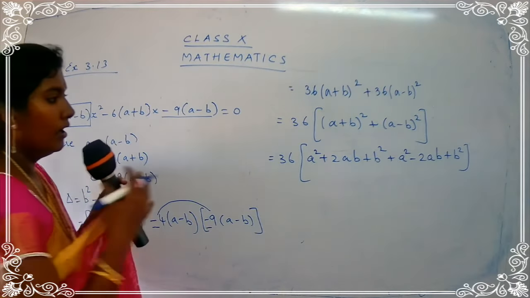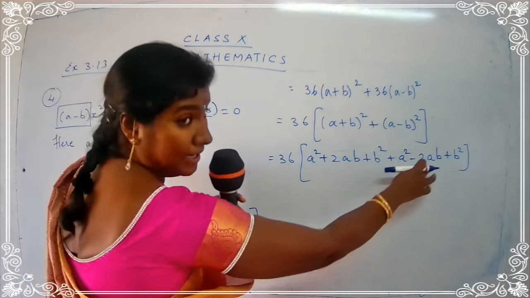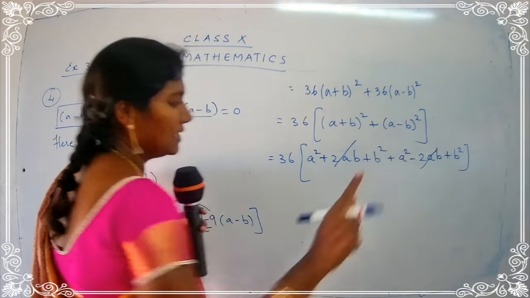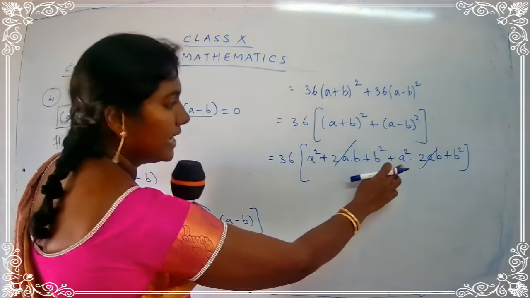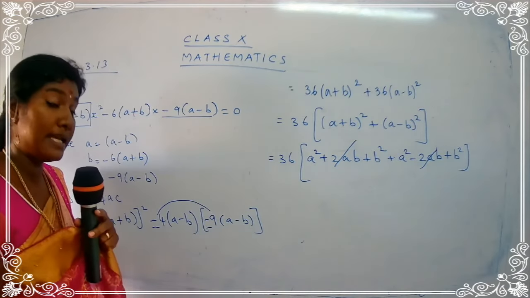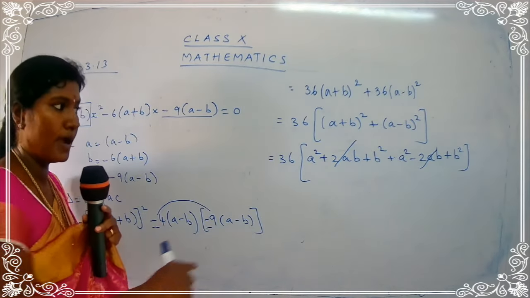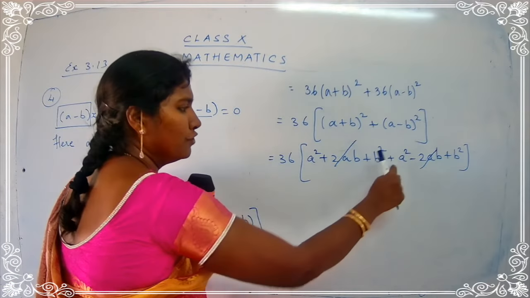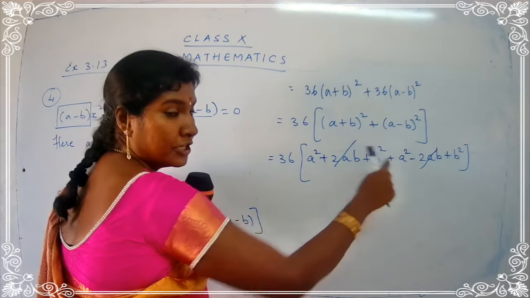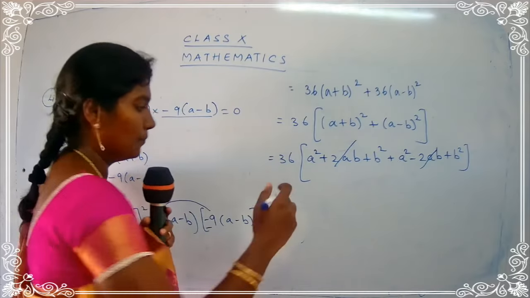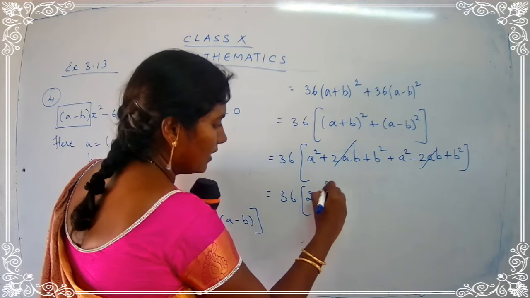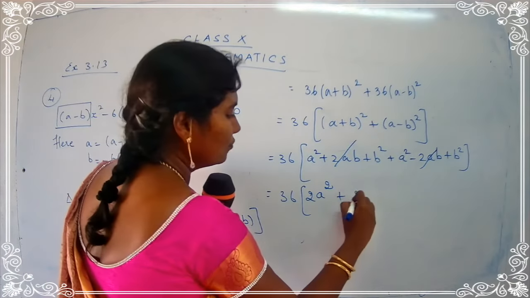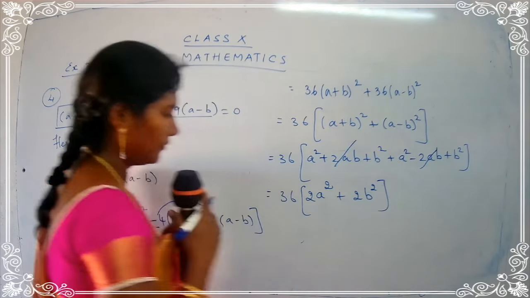So see here children, we have 2ab and minus 2ab, which can be cancelled. Plus 2ab minus 2ab gets cancelled. So a square plus a square plus a square. That means 1a square plus 1a square. What is the coefficient here? 1. What is the coefficient here? 1. So 1 plus 1, 2. So this is equal to 36, 2a square plus 2b square.